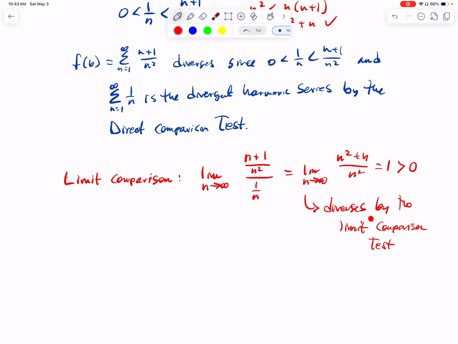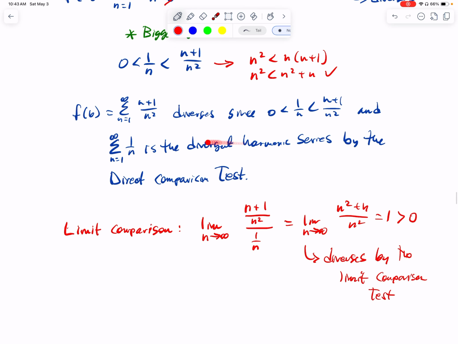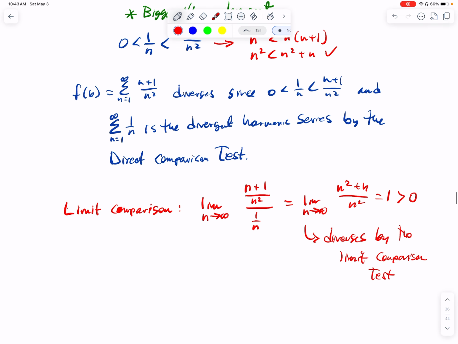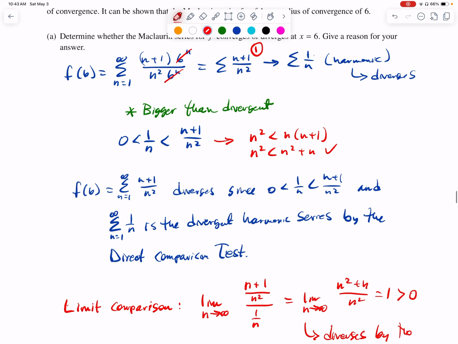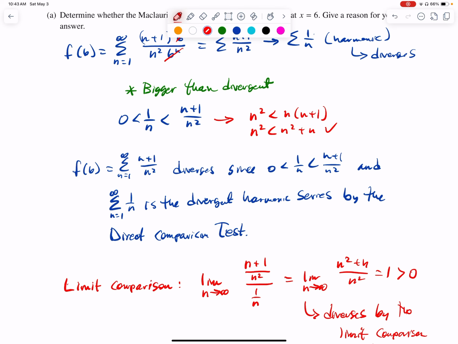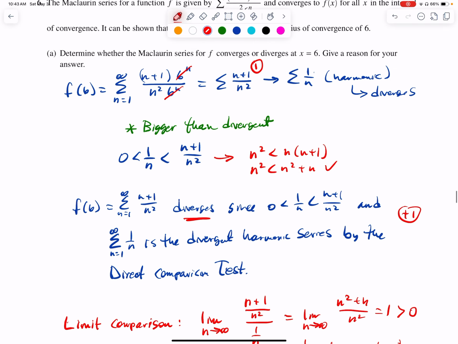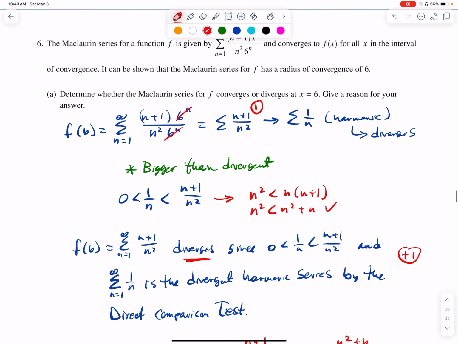There's one other thing that you have to point out, and that's the thing that I pointed out here, that whatever you're comparing it to also diverges if you were using the limit comparison test. Point-wise, what do I think this is? I think coming up with this guy is a point. So in other words, finding f of 6 as what that series is, and then the other one is the converge or diverge. So diverges here with your reason. Reason is definitely crucial here to get that point.